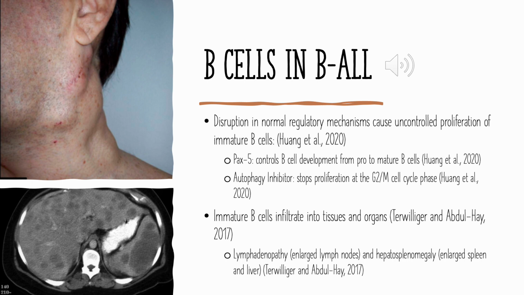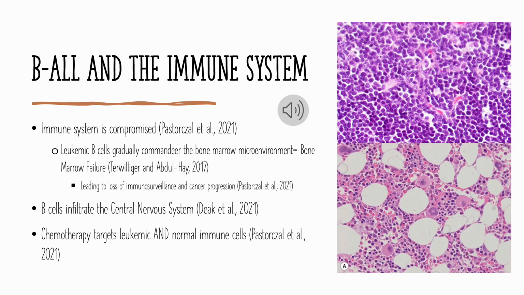As a result of this unchecked proliferation, immature B cells infiltrate tissues and organs throughout the body. This infiltration leads to characteristic clinical manifestations such as lymphadenopathy, which is enlarged lymph nodes, shown in the top picture, and hepatosplenomegaly, enlarged spleen and liver, shown in the bottom picture. These symptoms are important clinical indicators of B-ALL and highlight the systemic impact of the disease on the body.